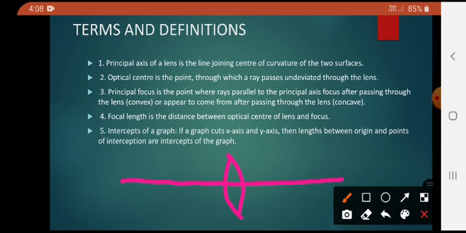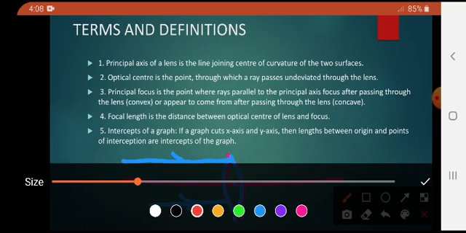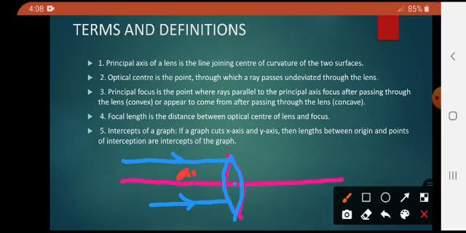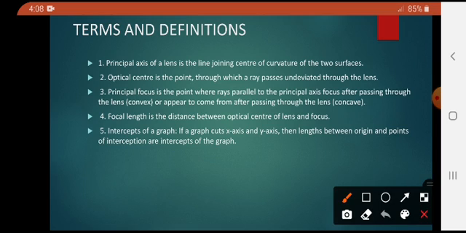and the optical center is the point through which the ray passes undeviated through the lens. Here, for example, a ray is passing in this direction parallel to the principal axis. Observe this. This is the glass. Here outside this is air. This is glass, and this is also air. So the refractive index here is mu1, this is mu2, and this is also mu1. So the refractive index of this lens is different from that of air. So this is the principal axis.